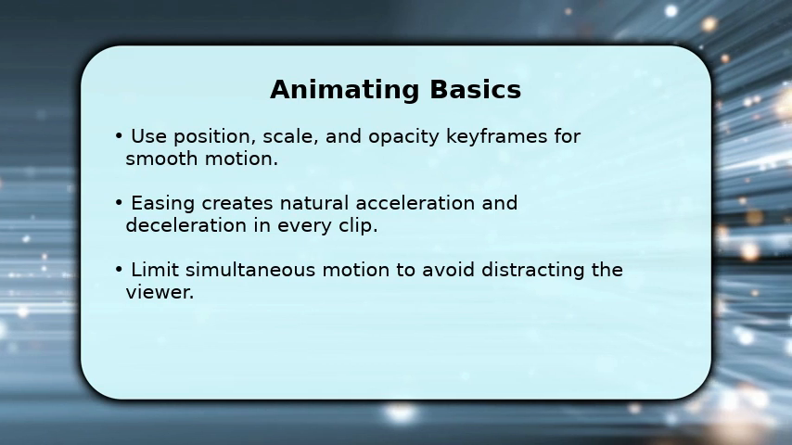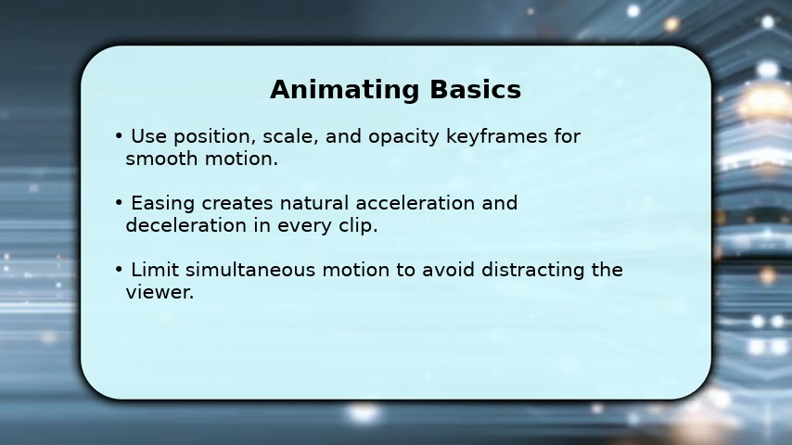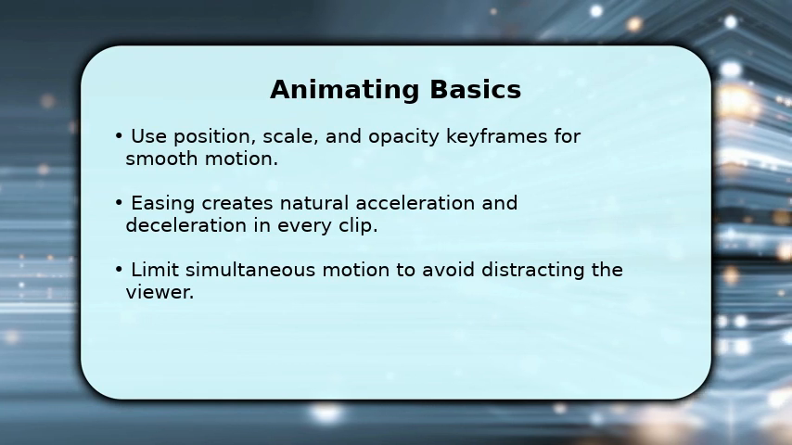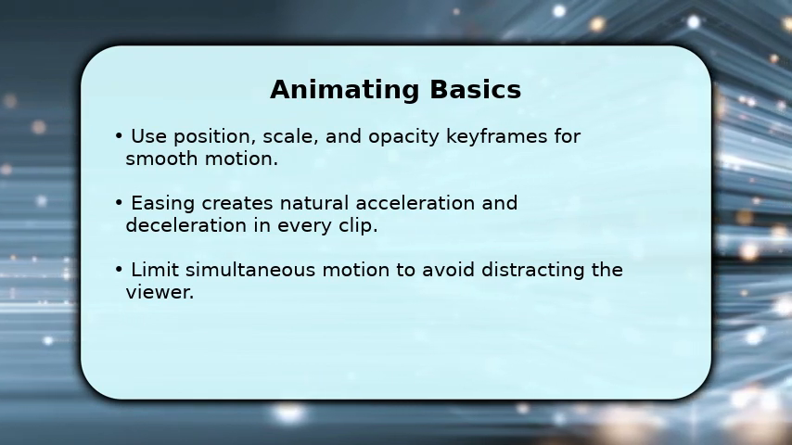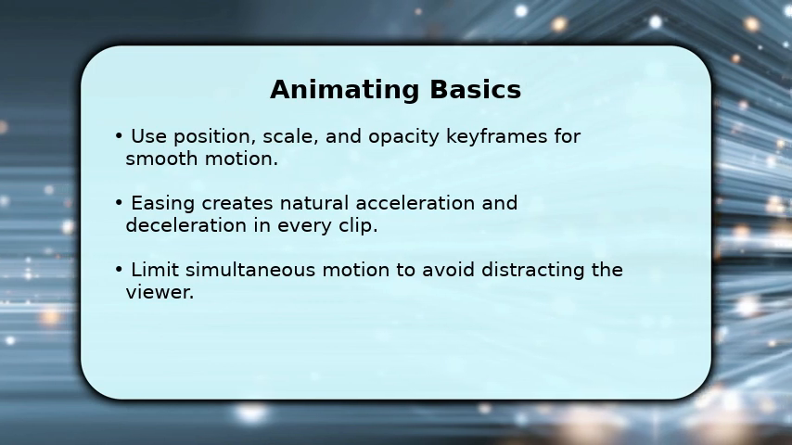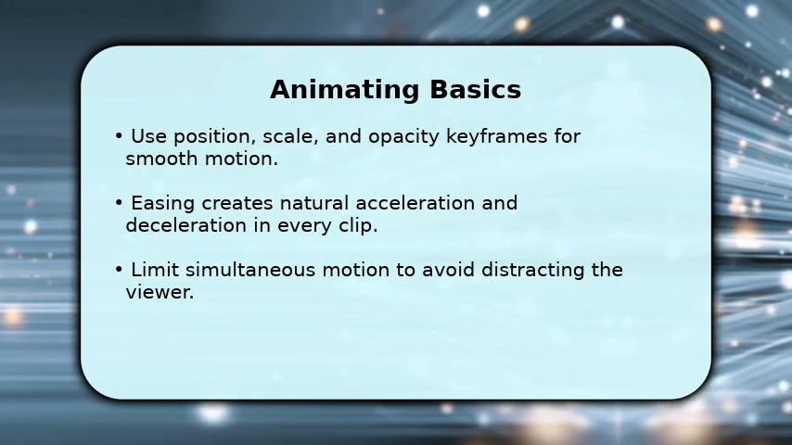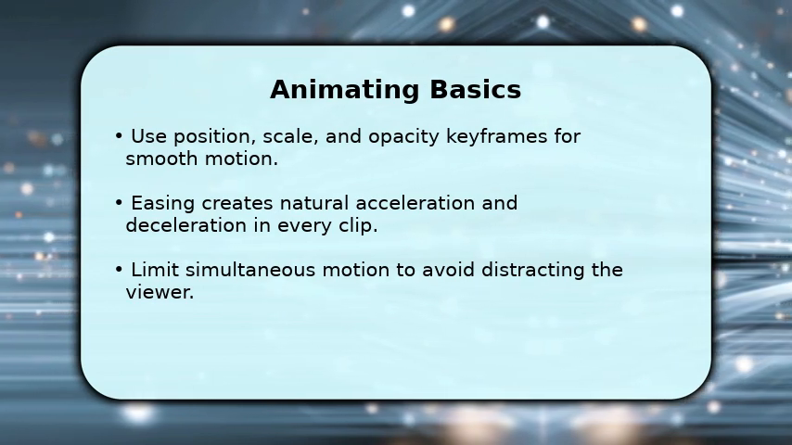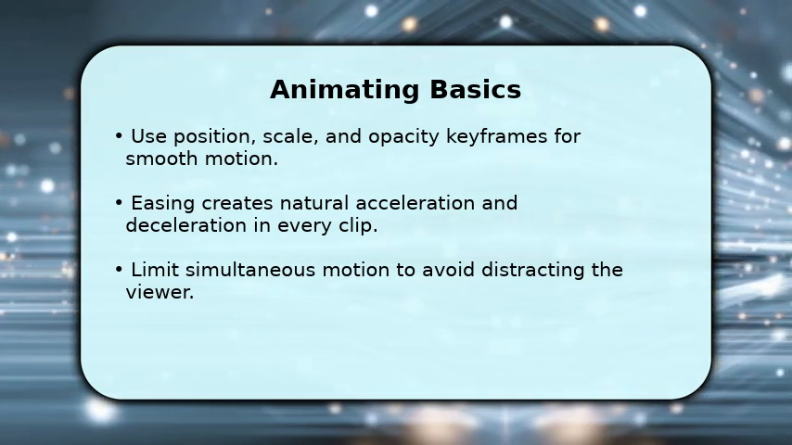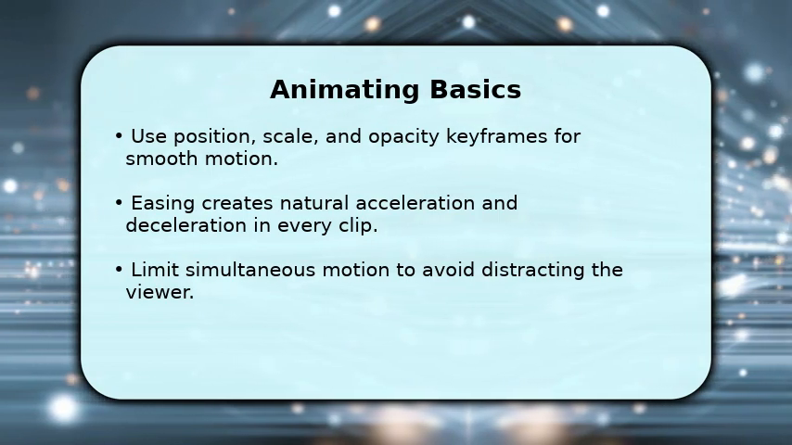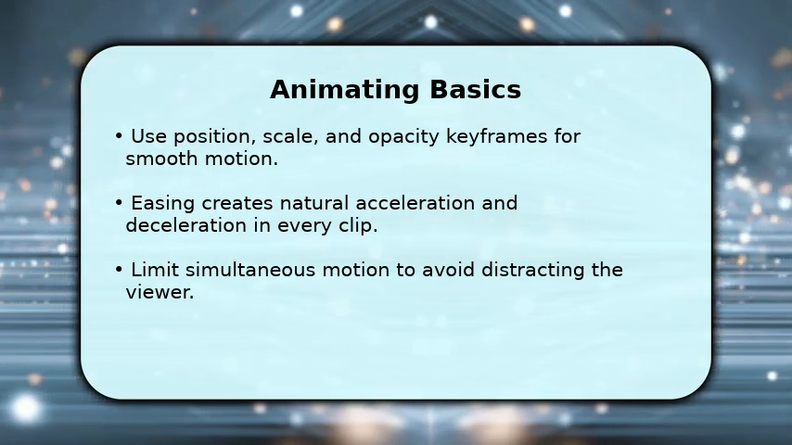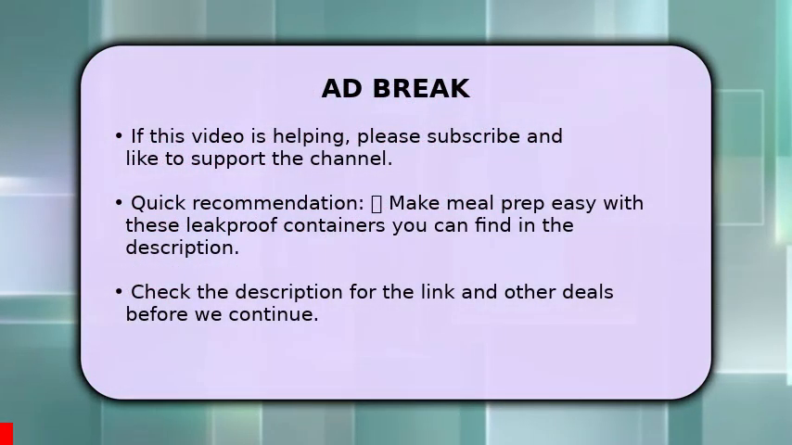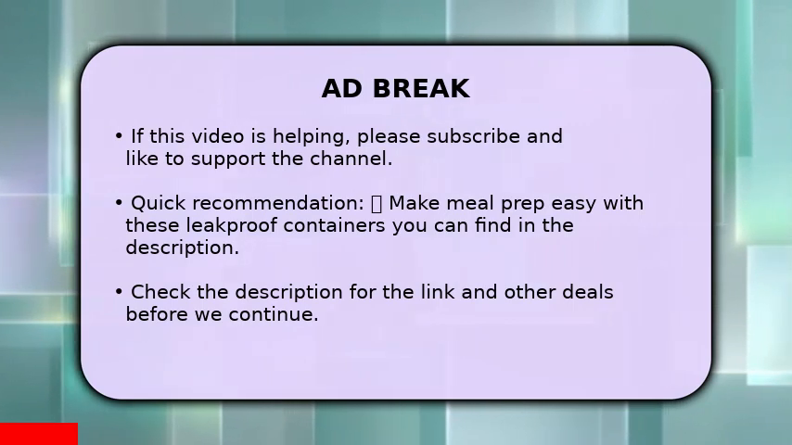Start by laying out your first scene and setting keyframes for position, scale, and opacity to create basic motion. Apply easing to keyframes to make movement feel natural, and stagger animations to guide attention. Preview at full speed to check rhythm, then refine timing until transitions feel effortless and the composition supports the story you want to tell.